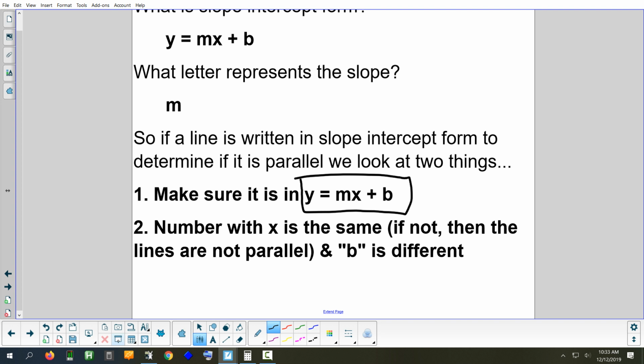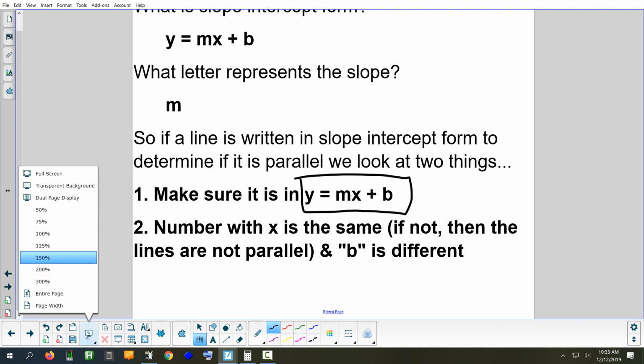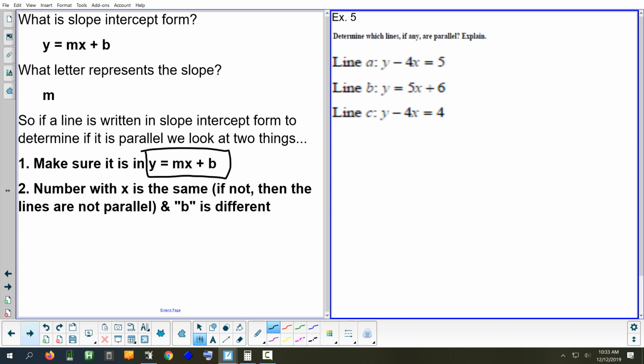Okay, but the very first step is to make sure all your equations have y by themselves. I want to know if any of those 3 lines are parallel to each other. It's kind of the same question I gave you before in the last example, but this one's actually easier to do because you don't have to calculate anything by hand.